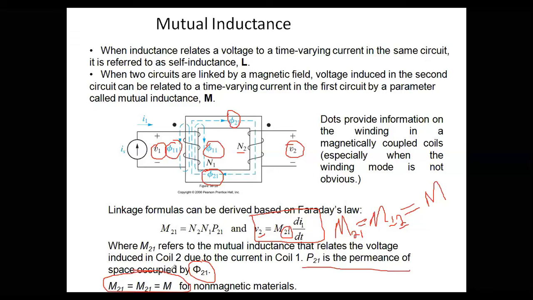Permeance of the space occupied by flux 21. Okay, then what is flux 21? Just like we define M21, your flux 21 will be the magnetic flux that relates the voltage in the second coil based on the current passing through coil 1, just as we defined our M21. We have that here. And then we have our P21, and then we have all these equations.